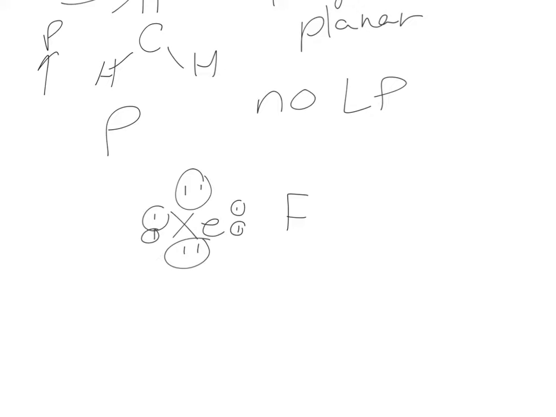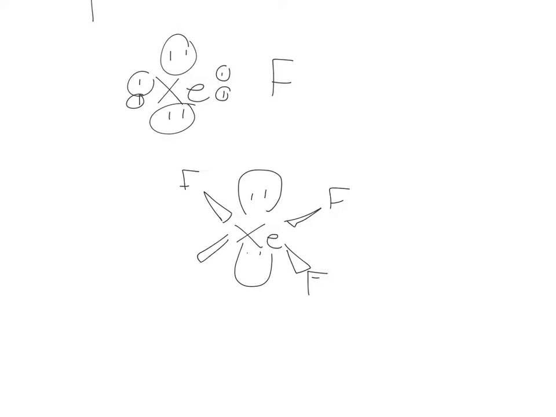So when xenon tetrafluoride happens, it happens like this. And lone pairs take up extra space, so we'll put the lone pairs on the vertical axis, and then we'll do wedges for the fluorines. So xenon tetrafluoride goes like this. Wedges, back wedges in the back, forward wedges in the front.